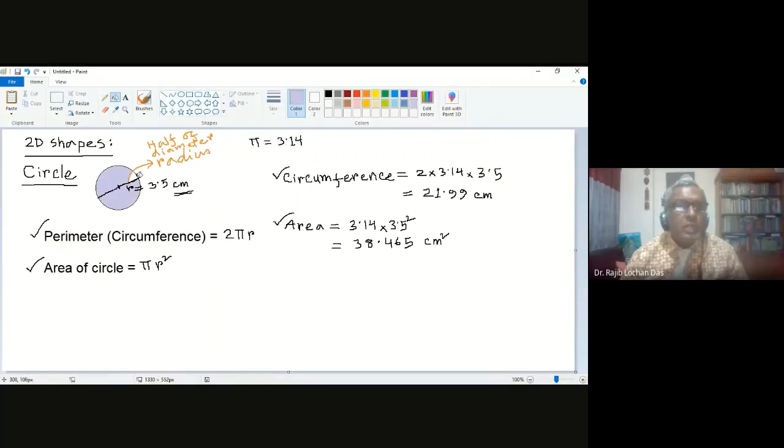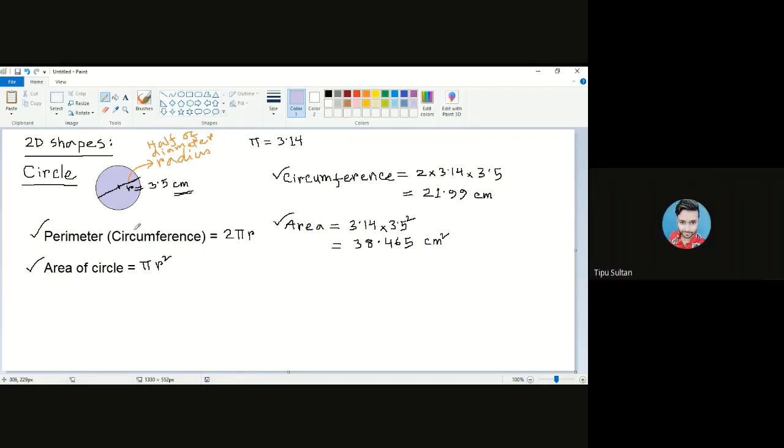Which one will you apply? That depends on the question, what you are actually doing. So you check what is being asked in the question, then you decide. In one question maybe you need to apply perimeter, in another question you need to apply area. So check carefully what the question is, then use the formula. So this is the circle formula. Is this okay now? Yes, sir.